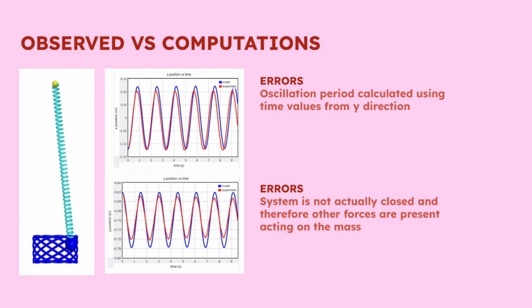The motion between the observed and predicted in the y direction lines up pretty well, but the predicted data overpredicts the maximums and underpredicts the minimums. This might be accounted for by the fact that the system was not actually a closed system, and there were other things like air resistance and drag acting on the mass that were not accounted for in the predicted model.